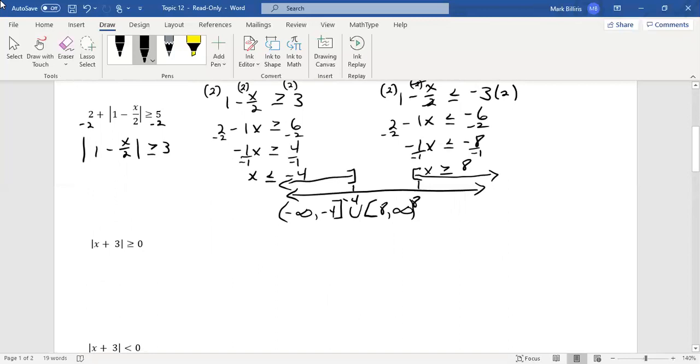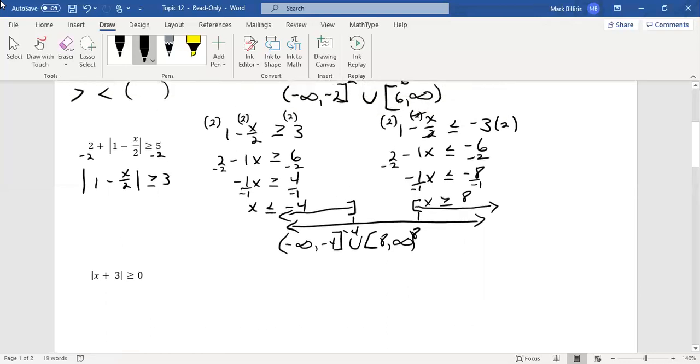In my next example, I'm dealing with the absolute value being greater than or equal to 0. So I have the absolute value of x plus 3. It really doesn't matter what's inside the absolute value symbol at this point. What this is saying is, when I get the answer, what values can I use so that my answer will be greater than or equal to 0? Remember, that's the definition of absolute value.